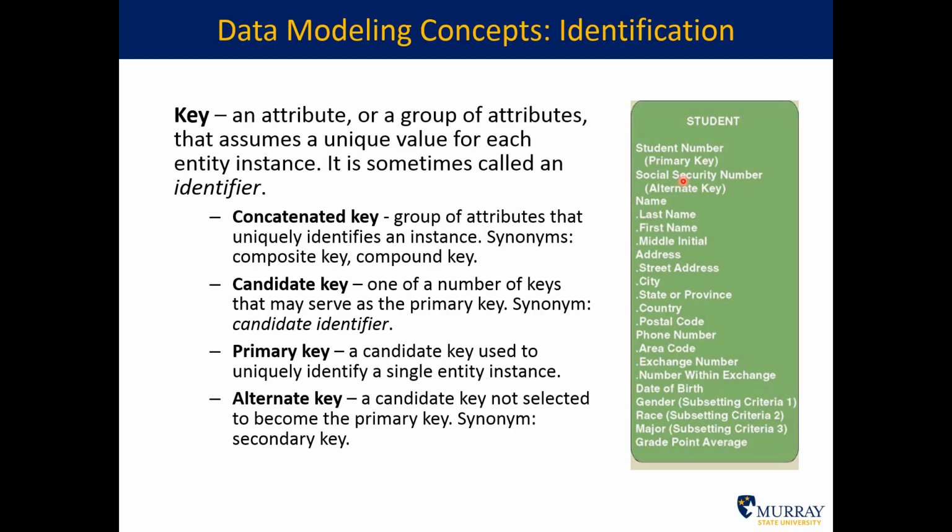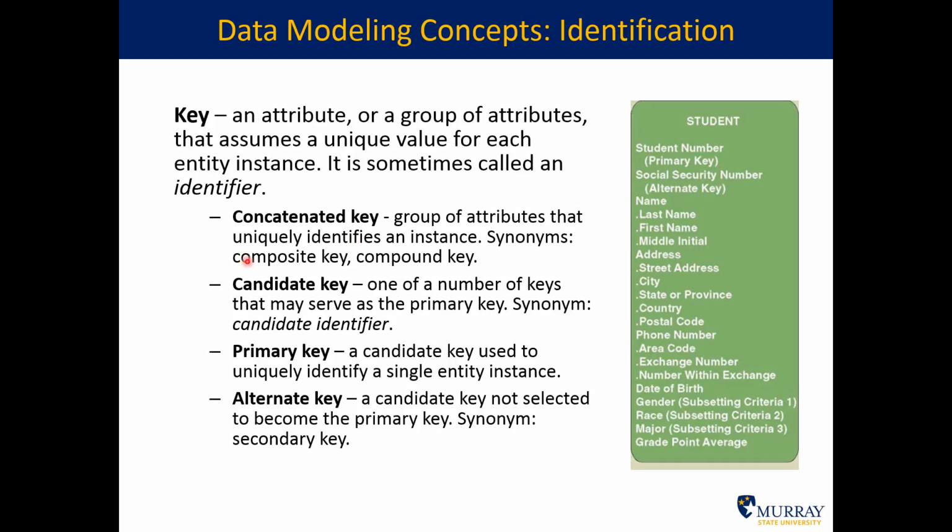Primary key is a very important concept because primary keys are used to identify instances within an entity, and also primary keys are used for specifying relationships between or among entities. So make sure you understand what a primary key is, and just know those definitions. A primary key is a candidate key used to actually identify a single entity instance. But there can be many candidate keys, and alternate key means that, alternatively, we can use another key as the primary key.